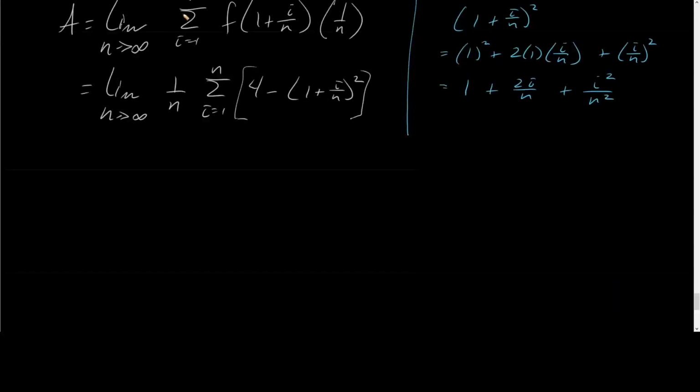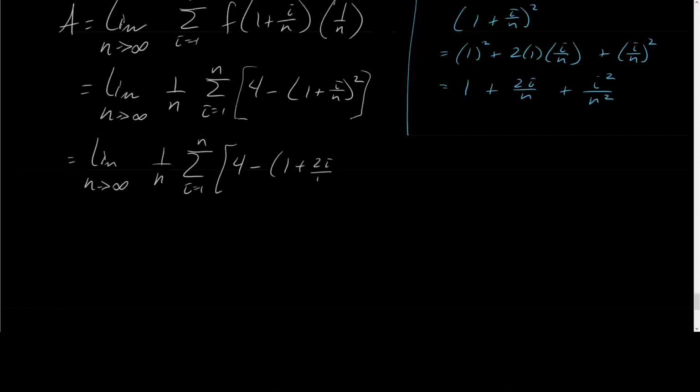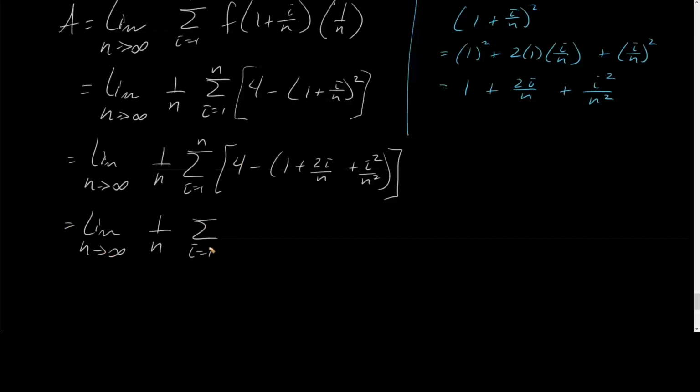So we have now the limit as n goes to infinity of 1/n times the summation from i equals 1 to n of 4 minus that entire thing, 1 + 2i/n + i²/n². If I distribute this negative into each of these, we'll end up with 4 minus 1. 4 minus 1 is 3, so I can write this as the limit as n goes to infinity of 1/n times the summation from i equals 1 to n of 3 − 2i/n − i²/n². All right.